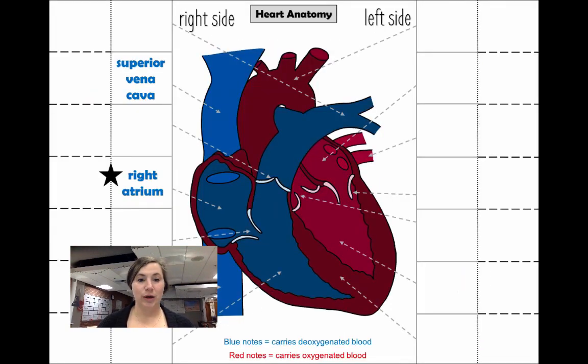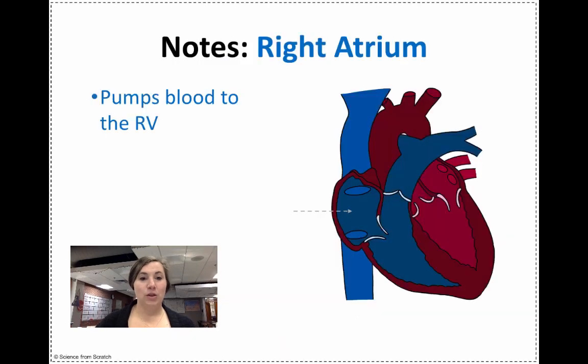Okay, next. So now we're in the right atrium. The right atrium will pump blood to the right ventricle. So that's its function, is to collect the blood from the body and pump it to the right ventricle.